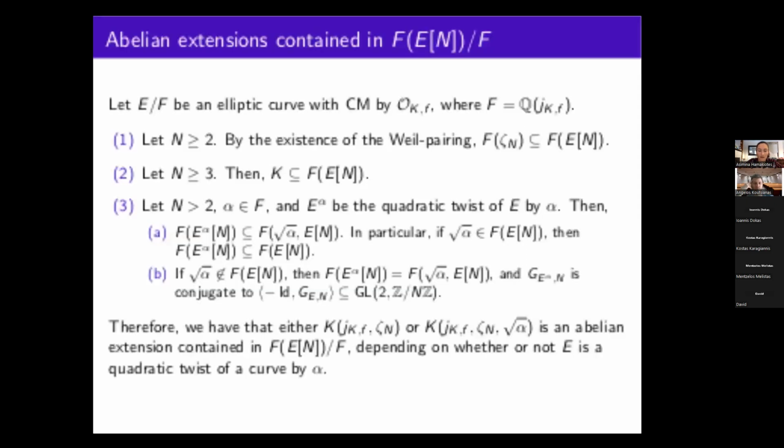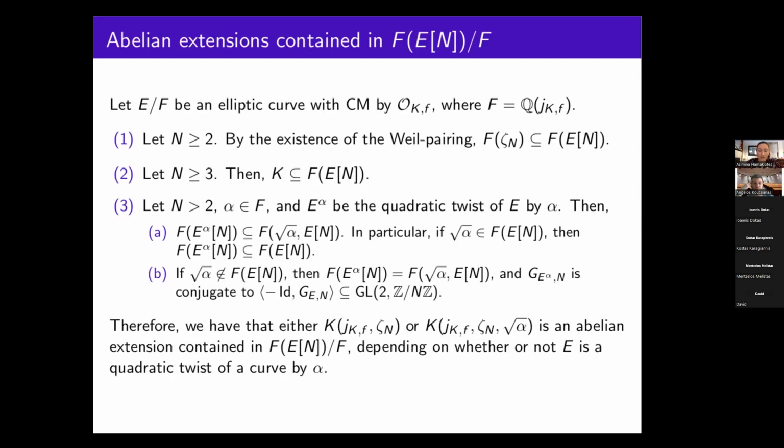So basically we have that either K adjoin the j-invariant and zeta_n is an abelian extension, or K adjoin j, zeta_n, and the square root of alpha is an abelian extension contained in there. And again, this depends on whether or not E is a quadratic twist of a curve by alpha. And so that's great, but we don't really know if either of these extensions are maximal.